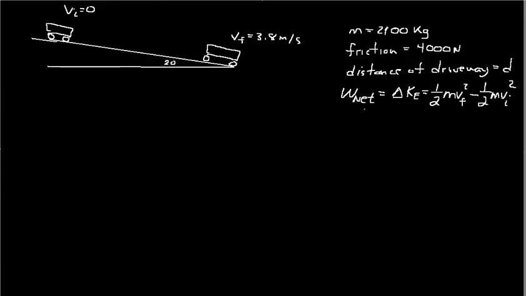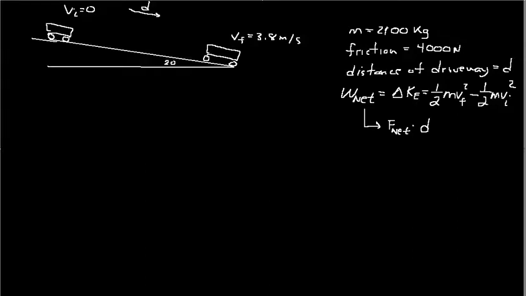We also know that net work is the net force times the distance or the displacement involved, so long as the net force that we're talking about is running parallel with the displacement. Otherwise, there's going to be a cosine of the angle between the net force and the displacement. But in this case, the displacement, which is the length of the driveway, d, is the length going down this ramp. That's what we're trying to find.